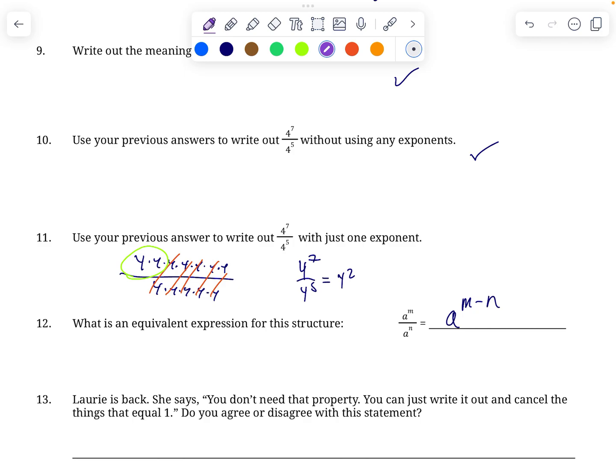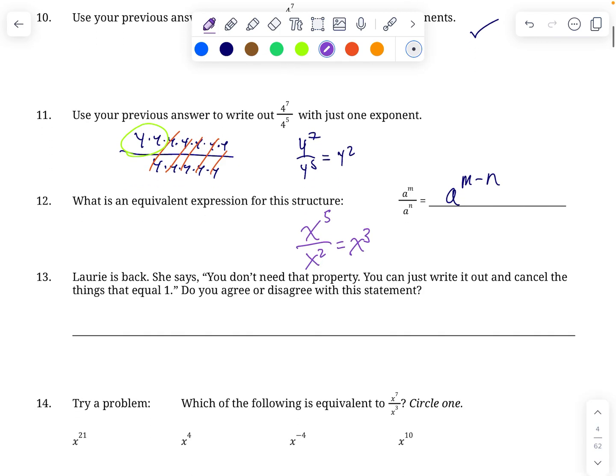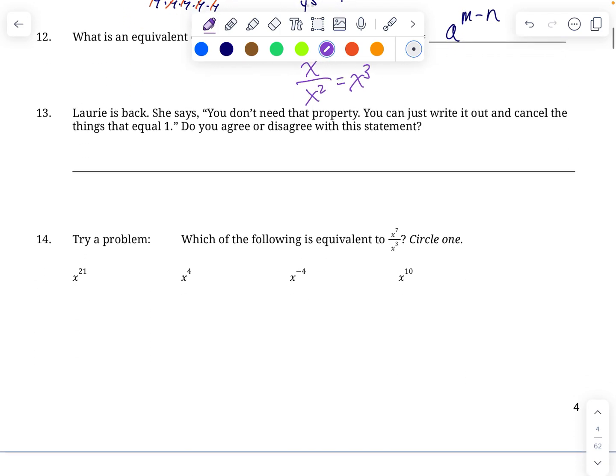Cool. Again, if this looks unfamiliar, you probably saw it looking like this. What's x to the 5th divided by x squared? It's x to the 3rd. This new unit is going to have exponents in it. I want you guys to remember those 2 core exponent rules. Cool. So for this question, which of these is equivalent to x to the 7th over x to the 3rd? Well, you'd subtract the exponents, and so it'd be x to the 4th. Cool.